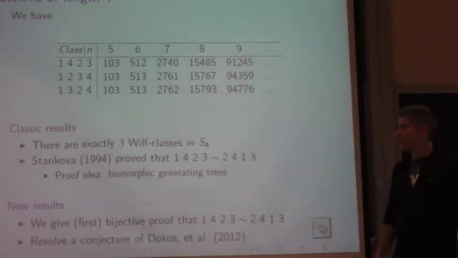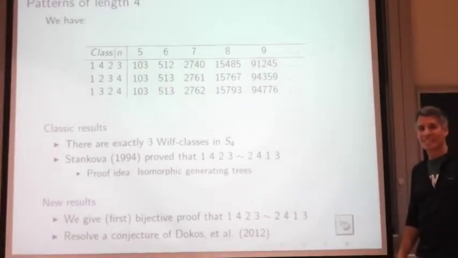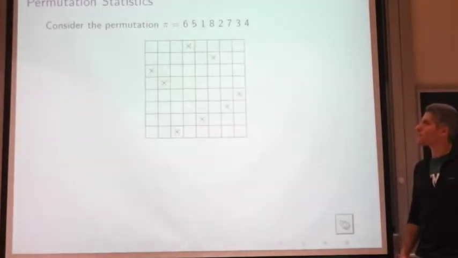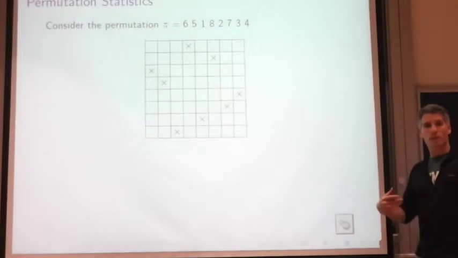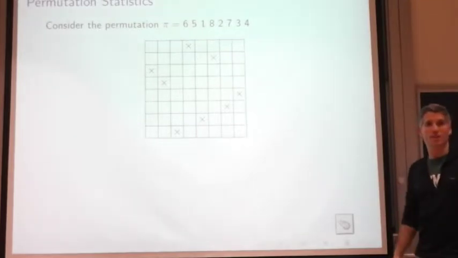and it will simultaneously resolve a conjecture of Dokos et al. that I mentioned in the beginning. But in order to state what his conjecture is, we need a bunch more definitions. Well, not that many. We need the idea of a permutation statistic, which is this slide. So what I want to do is give you some definitions so I can explain what the conjecture is. We'll state the conjecture, and then we'll look at what the bijection does.